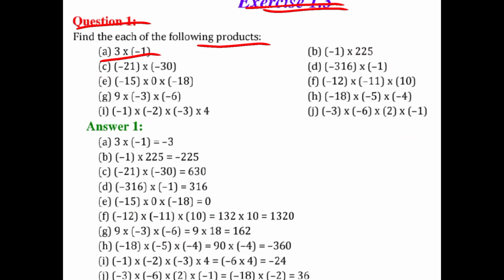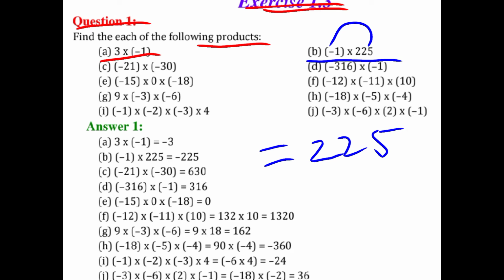Similarly, this B part is negative 1 into 225. So simply we have to multiply 225 with 1. That is equal to 225. But again here the signs are different. The sign with 1 is negative and the sign with 225 is visibly nothing, but it carries a positive sign.